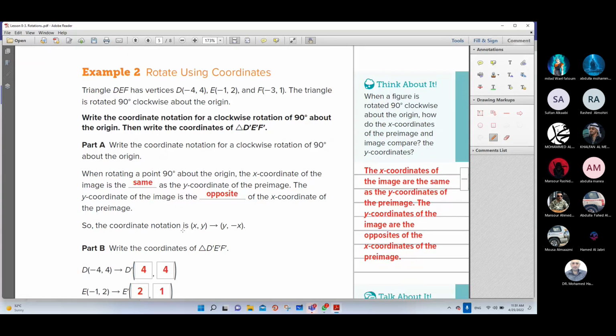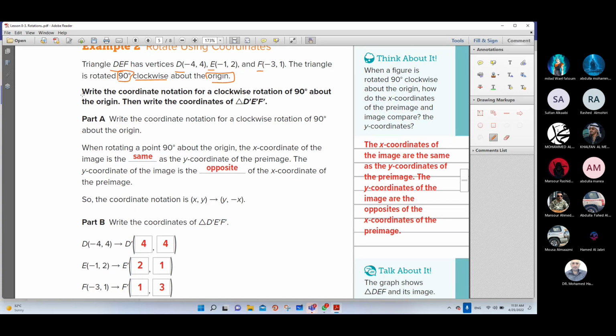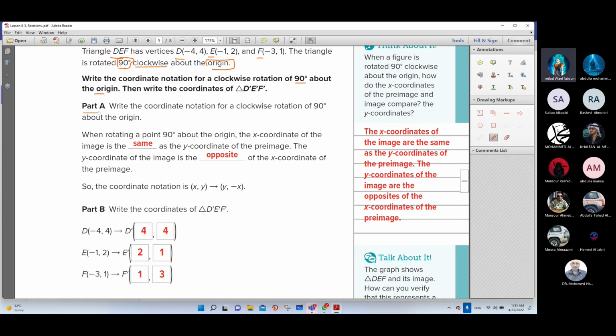Rotate using coordinates. Triangle DEF has vertices D, E, F. The triangle is rotated 90 degrees clockwise about the origin. Write the coordinate notation for a clockwise rotation of 90 degrees about the origin. Then write the coordinates of the triangle D prime, E prime, F prime. So part A, write the coordinate notation for a clockwise rotation of 90 degrees about the origin.